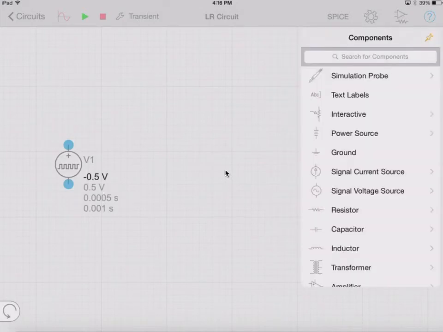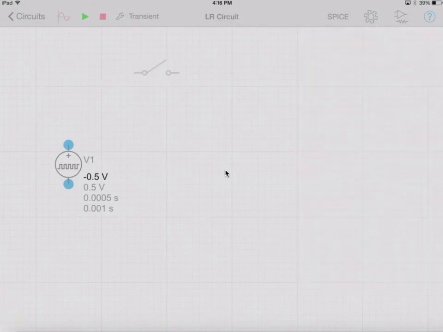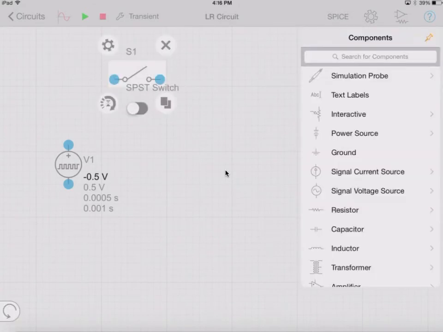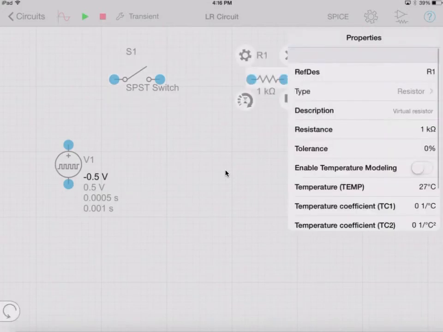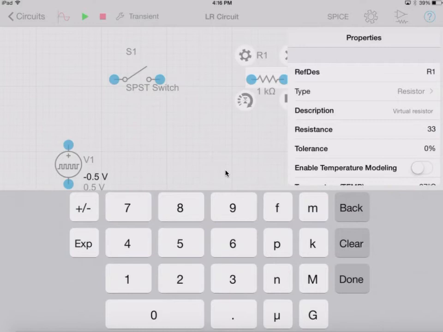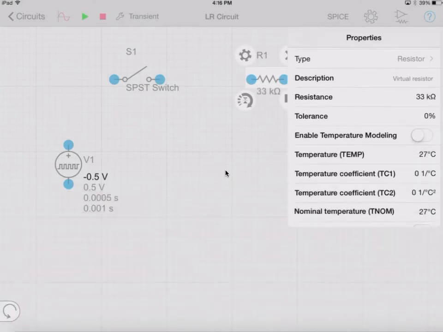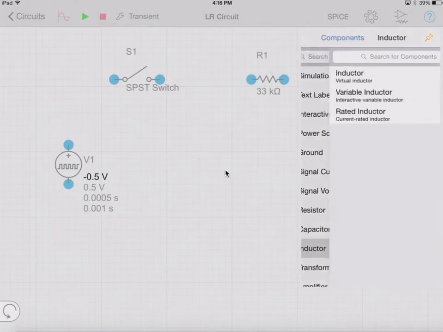And let's put in the next thing, which is a switch. So I'm just going to choose this single switch here. And then the next thing is a resistor. And we know that this resistor is just going to be 33 kilo ohms. Okay. And then the next thing will be an inductor.